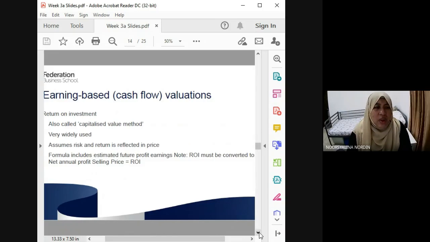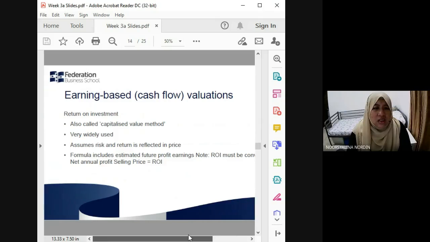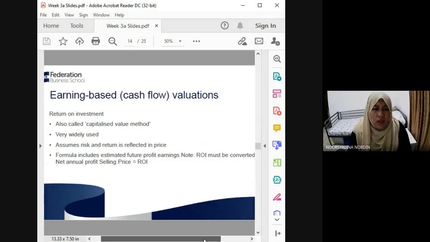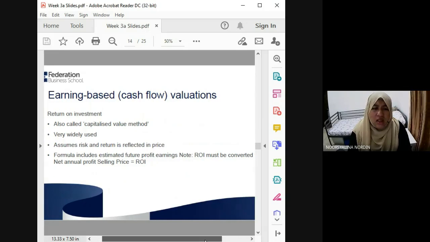Alright, so we're moving on to the next one, which is earning base, which is cash flow valuation, ROI that I always mention before. ROI meaning return on investment. When you invest, you expect that the investment will come back towards you. So it is also called capitalized value methods. And this is mostly very widely used. Assume the risk and return is reflected in price.